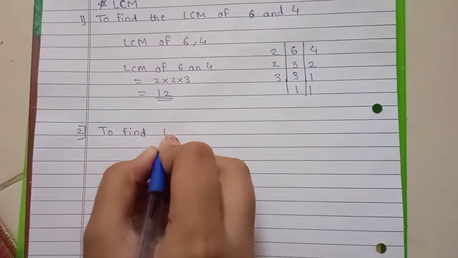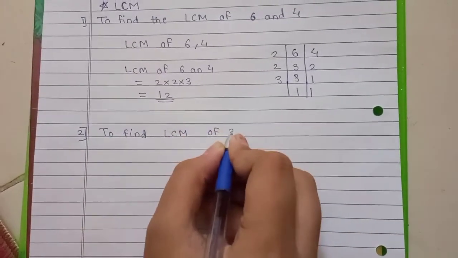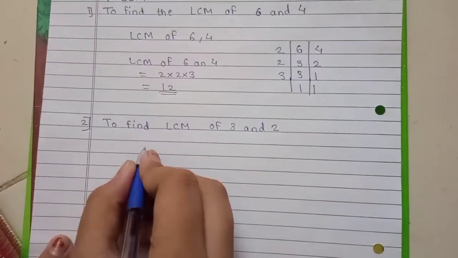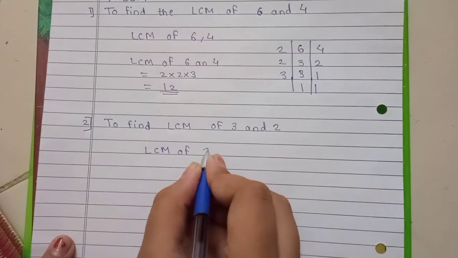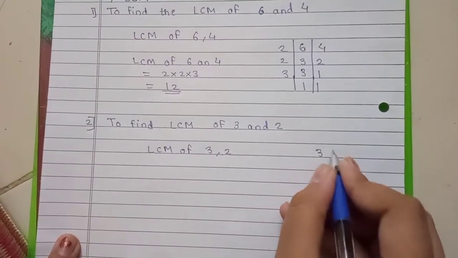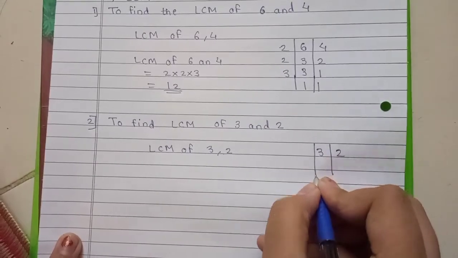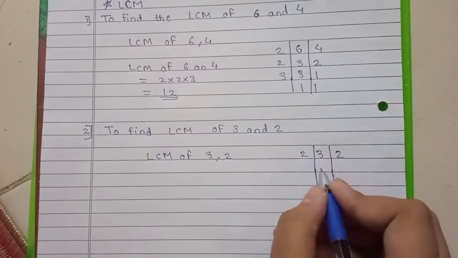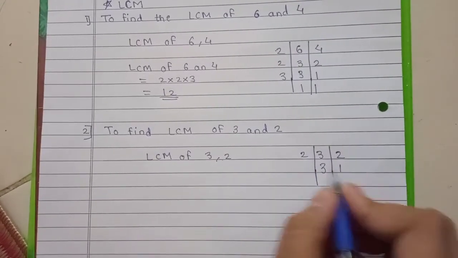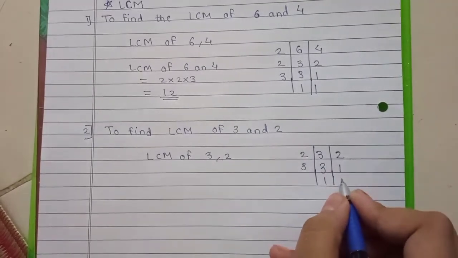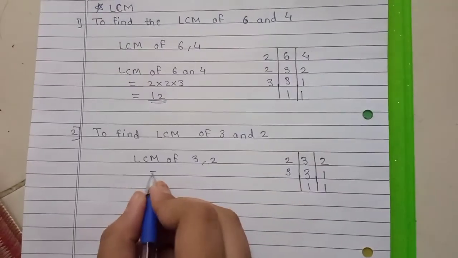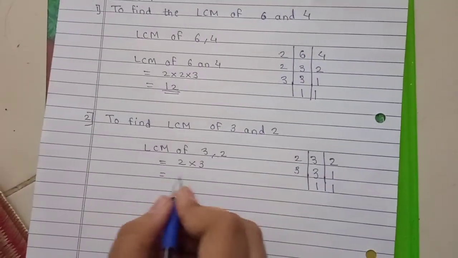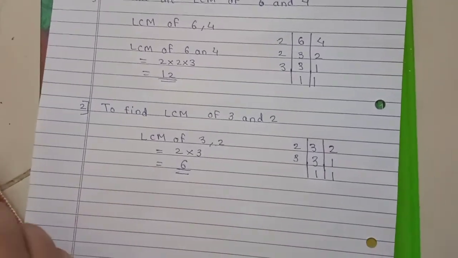To find the LCM of 3 and 2. 3 and 2 are not divided by anything. They are prime numbers, so they cannot divide by anything. 2 1s are 2, 3 as it is, and 3 1s are 3. Here we get 2 and 3. So therefore 2 into 3, here 2 into 3 is equal to 6. 2 3s are 6, we know. Here we got LCM of 3 and 2 is 6.